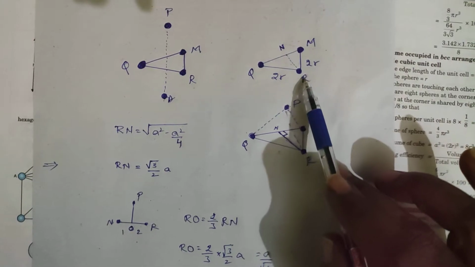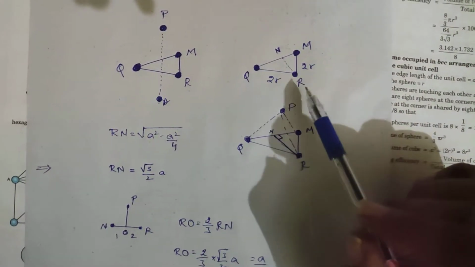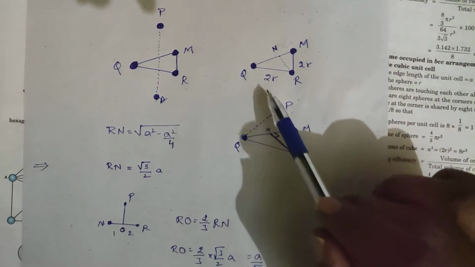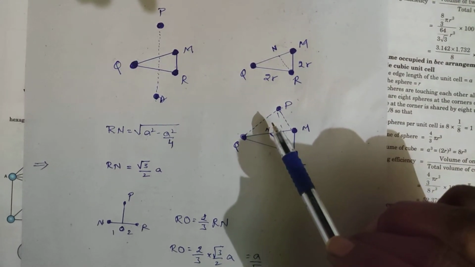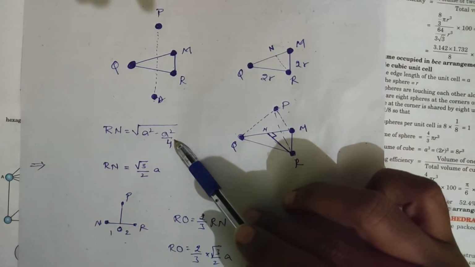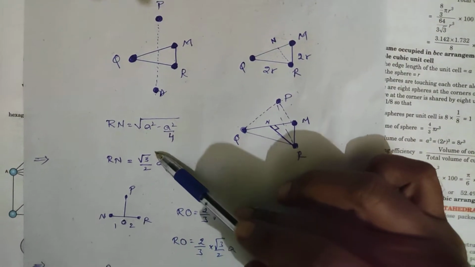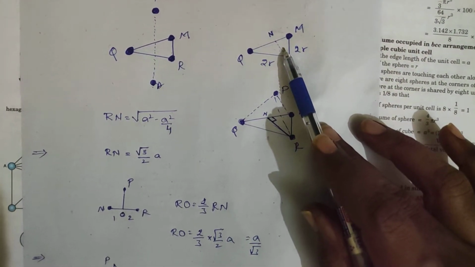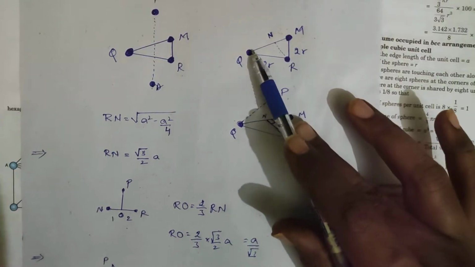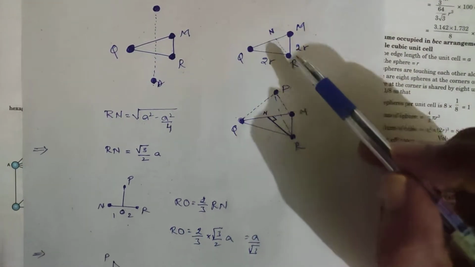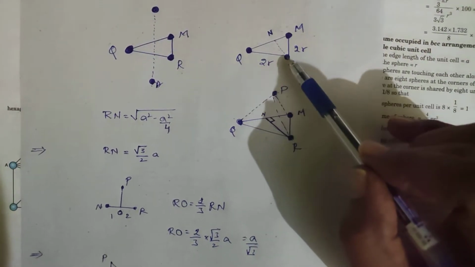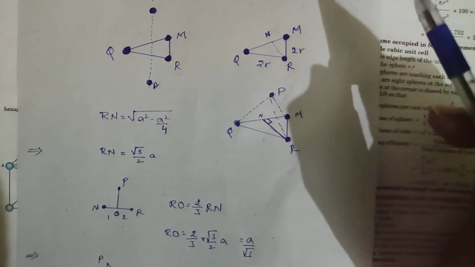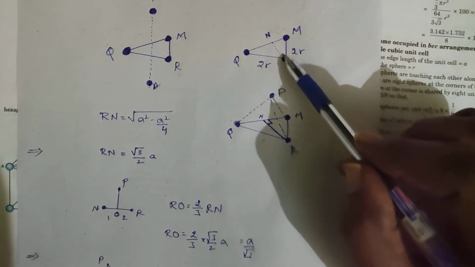Now from this, if I calculate, what is the value of Rn? What you will be getting? Rn, if I take the value like a square minus a square by 4, clear? Rn value will be equal to root 3 by 2 a. This is an equilateral triangle, right? So this side, this side, this side you are taking. From here to here it is 2r. This one, how much will it become? You are bisecting. You should find out the value of Rn.